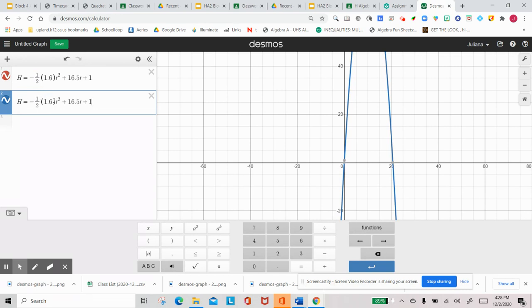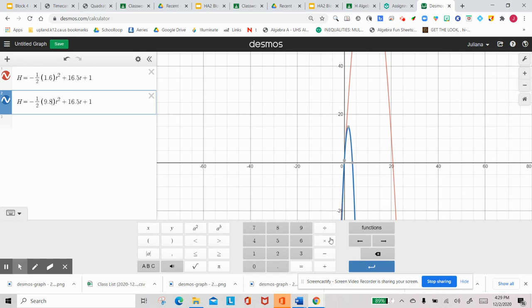And now, since it's almost the exact same equation, the only thing different was the gravitational force. So I need to change that. Instead of 1.6 T squared, it's 9.8 T squared. So I'm going to change that. And you see the red one, which happens to be the moon, is significantly higher than the one that is in blue.